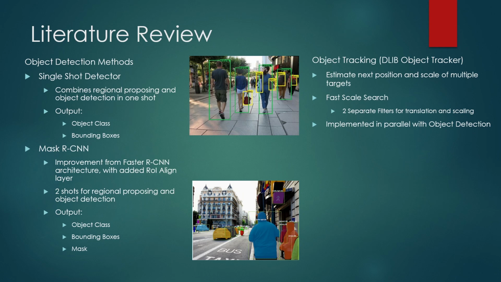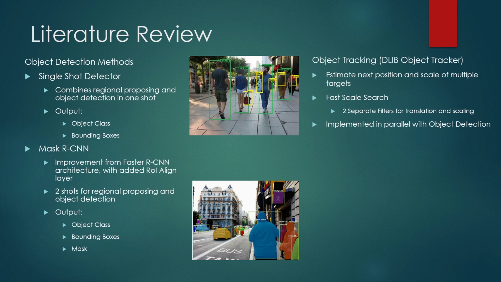This is the literature review that I've done. I focus on object detection methods and object tracking methods. For object detection methods, we have the single shot detector, which combines regional proposal and object detection in one shot, which outputs the object class and bounding boxes only. While for Mask RCNN, it is an improvement from the Faster RCNN architecture with an added ROI align layer, which then requires two shots for regional proposing and object detection, but it outputs the object class, bounding boxes, and the mask.